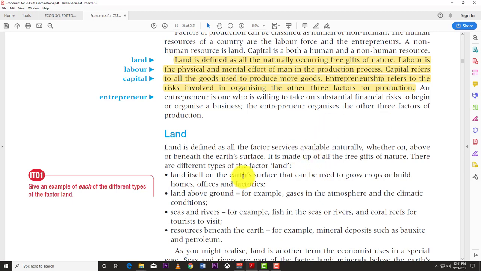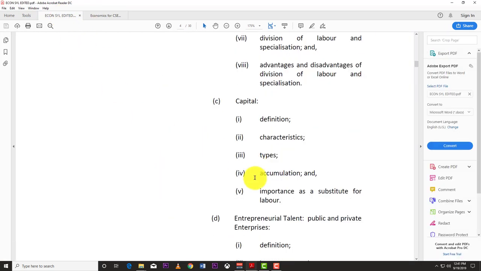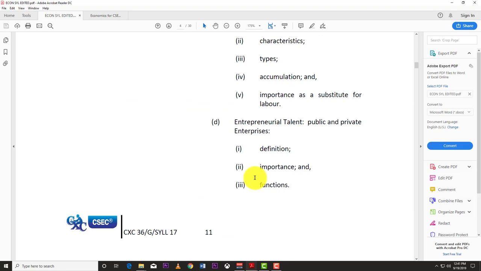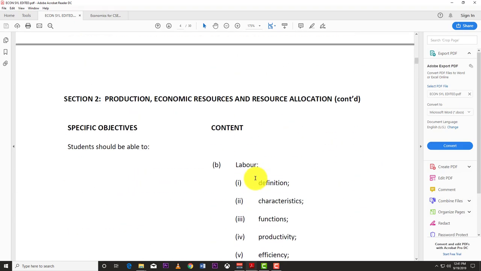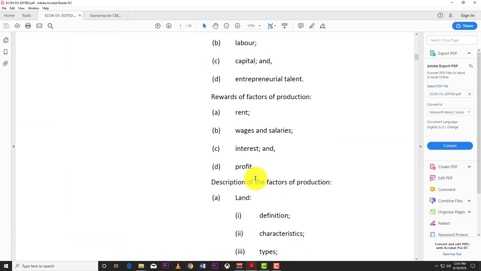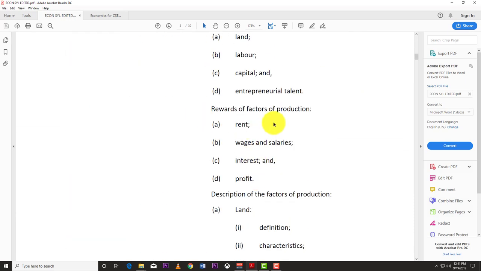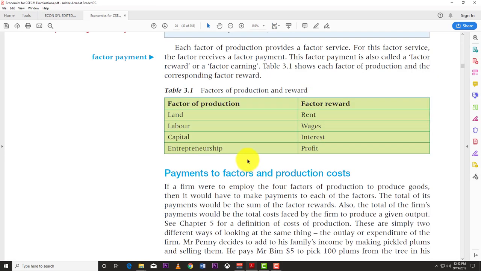Now, one last thing we're going to look at to end off on the factors of production, we are going to look at what the syllabus calls the rewards for the various factors of production. The rewards for the factors of production. And it's a simple thing to understand. The rewards for the factors of production are rent, wages and salaries, interest, and profit. So the factor payments, the rewards for each factor of production, is broken down here in this table.